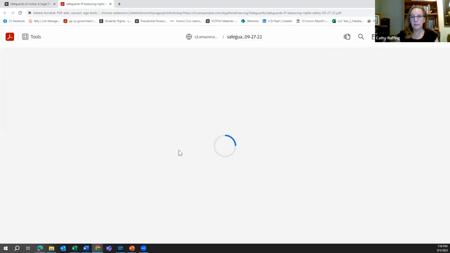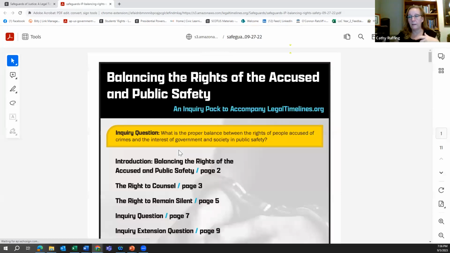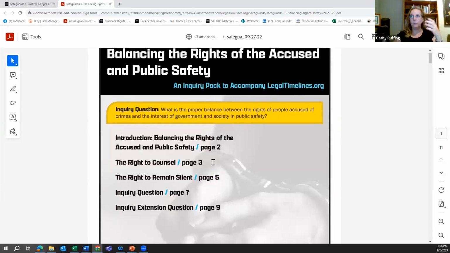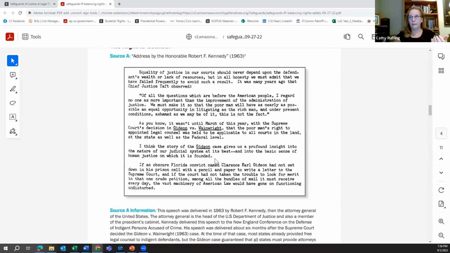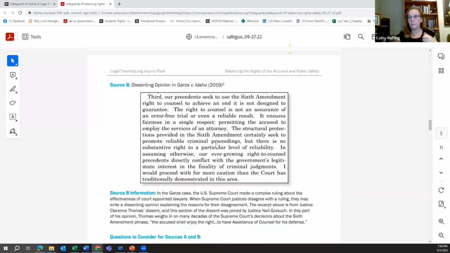So students also could say, if they come upon Gideon and think, oh, that's really interesting, then they'd be taken to the inquiry pack that asks about the proper balance between the rights of the accused and public safety. And they would come across more information about Gideon in this way.